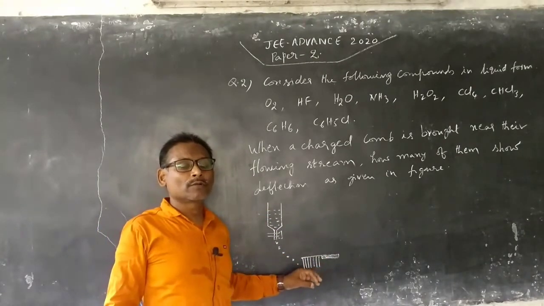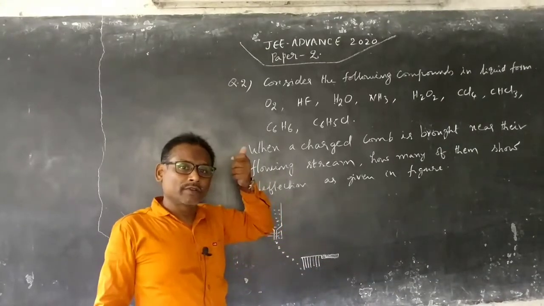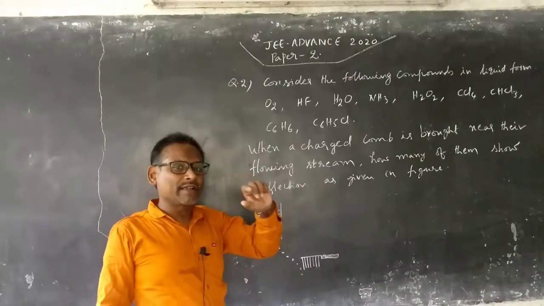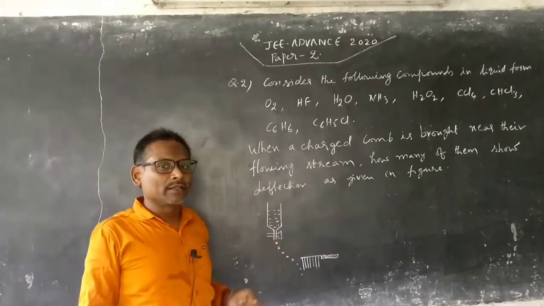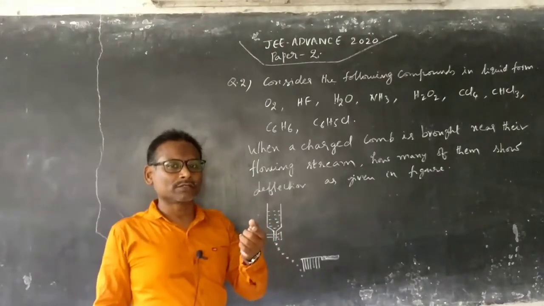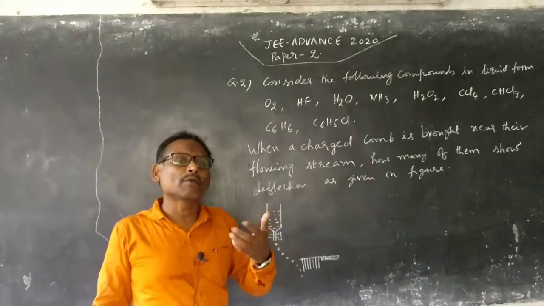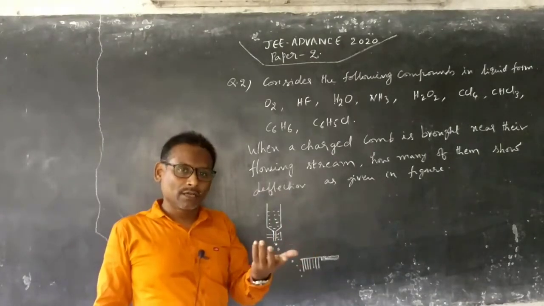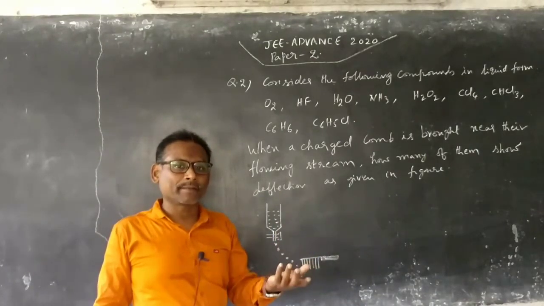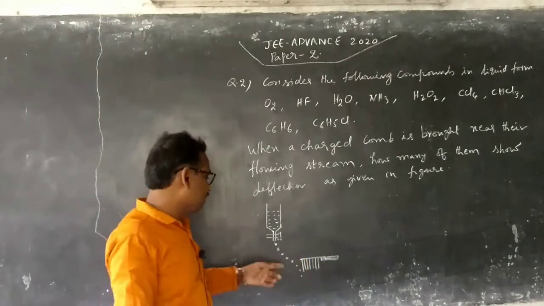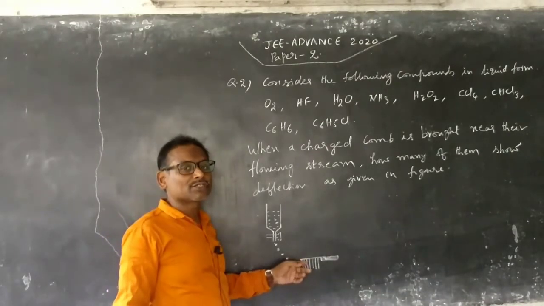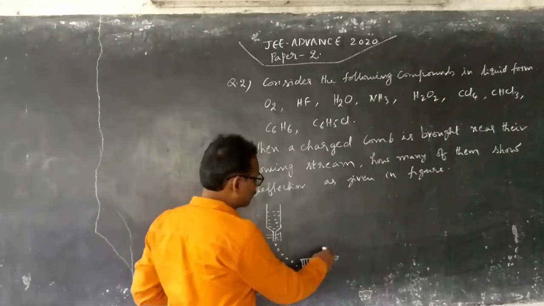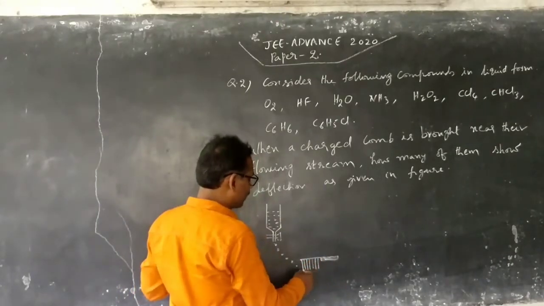A charged comb: normally when we comb hair, the comb acquires some charge. That means it is going to behave like the positive pole or negative pole of a battery. So definitely it has some electric field; otherwise we can say a charged comb is nothing but something having an electric field.